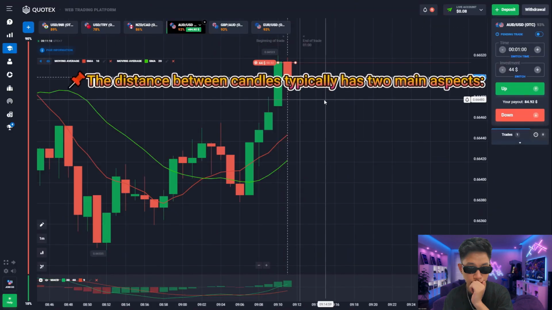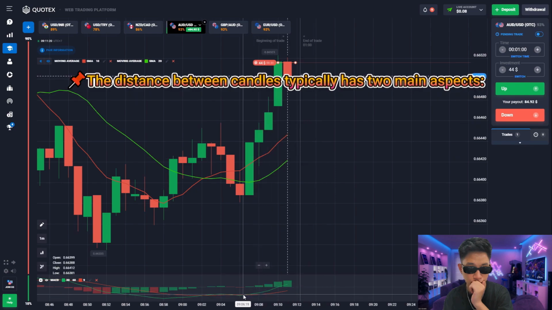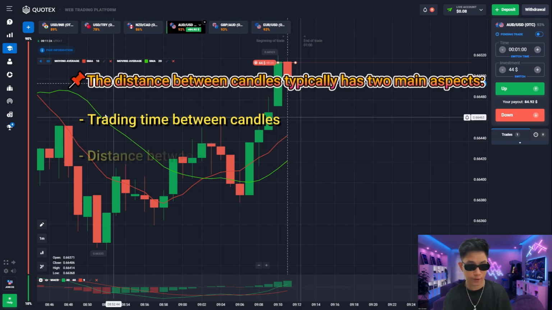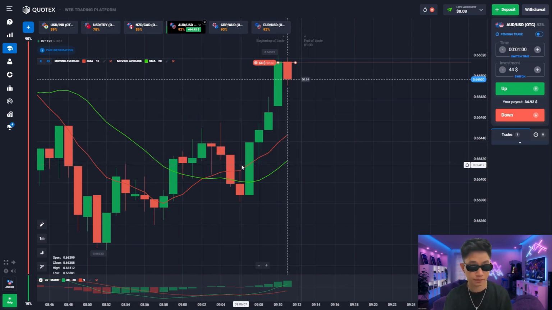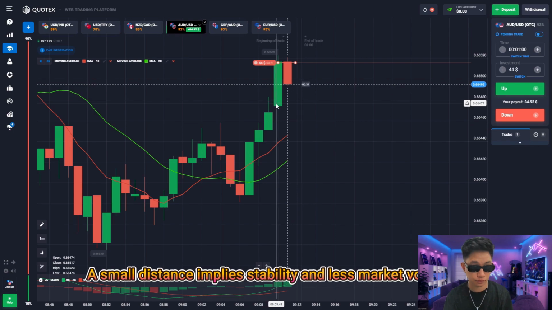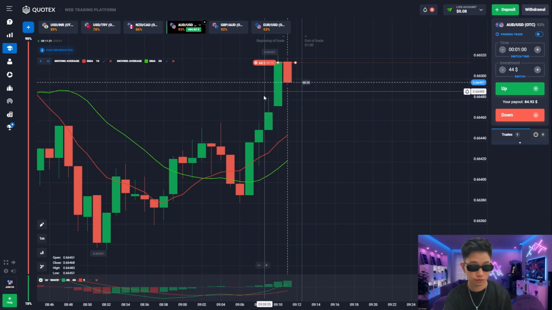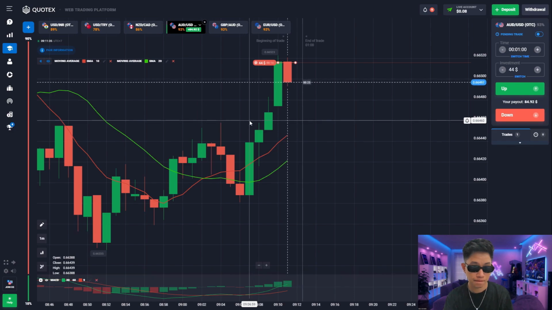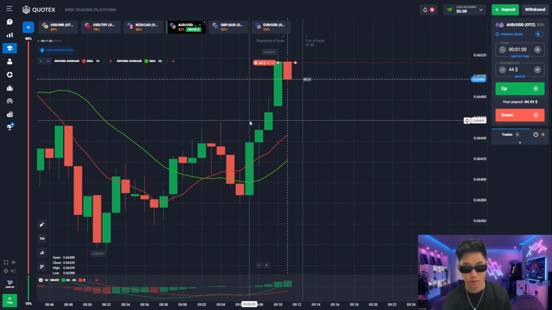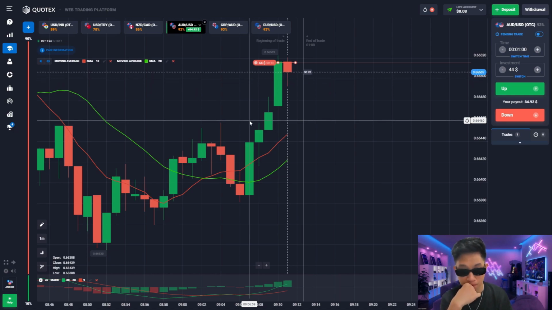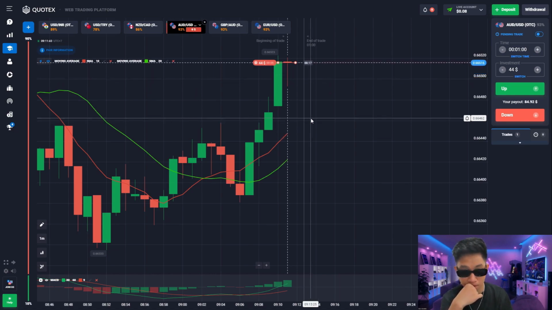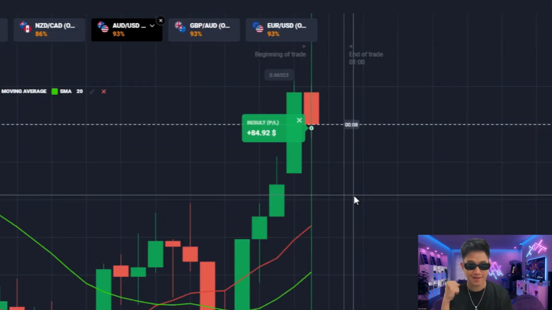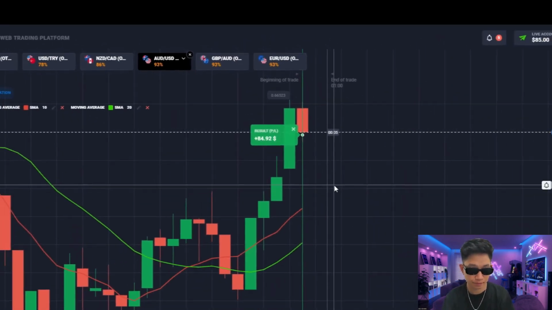Typically, the distance between candles has two main aspects. First, the trading time between candles, and second, the distance between them. A small distance usually indicates stability and less volatility in the market, while a large distance often indicates volatility and uncertainty. Therefore, in this situation, I decide to place a downward trade. I'm thrilled that we've scored a win with the first trade of the day.